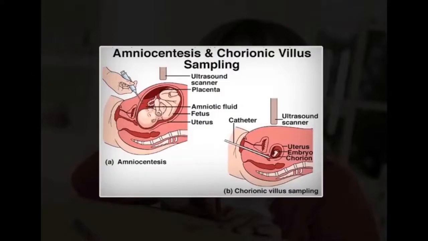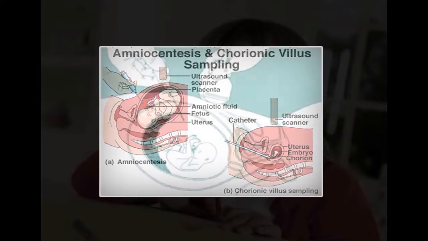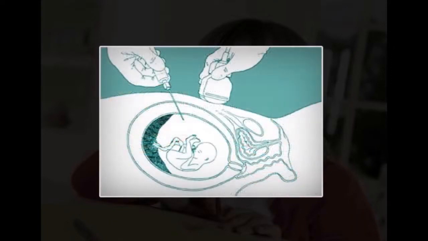The next test is amniocentesis and chorionic villus sampling. Where the screening tests predict a high risk of the fetus having Down syndrome, more invasive diagnostic tests such as amniocentesis and chorionic villus sampling may be performed. These tests have a much lower false positive rate than the screening tests. Therefore, they are more reliable in establishing the diagnosis of Down syndrome. However, they are invasive and carry a slightly increased risk of miscarriage.